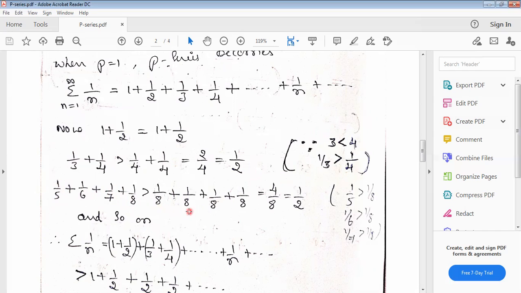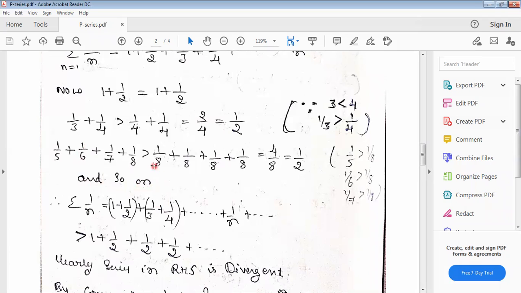5 is less than 8, so 1 by 5 is greater than 1 by 8. Add 1 by 8 to both sides, we get 1 by 5 plus 1 by 6 plus 1 by 7 plus 1 by 8 is greater than 1 by 8 plus 1 by 8 plus 1 by 8 plus 1 by 8. And this sum is nothing but 4 times 1 by 8, and after simplification, we get 1 by 2.